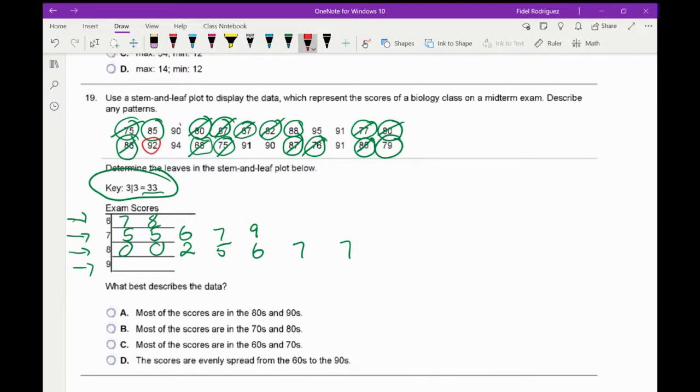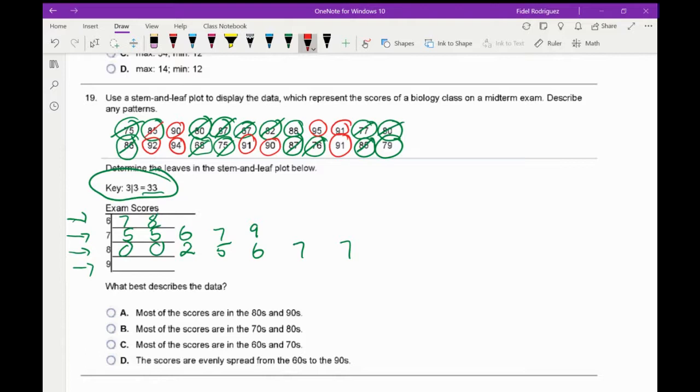Now let's do the 90s. We got a 92, a 90, a 94. Let me see, I guess I already used that 85. I just forgot to scratch it, so we'll scratch it. Let's see, a 91, a 90, a 95, another 91, and another 91.